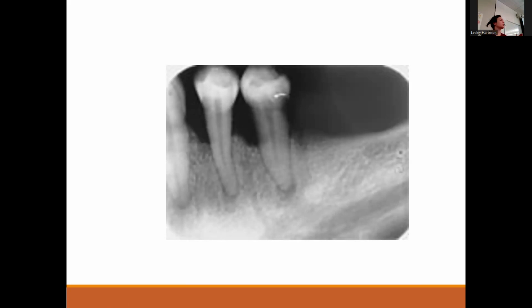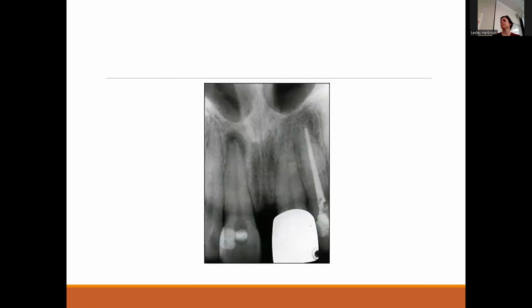Because you're catching something early. If you start to see widening of the PDL at the apex, there's something starting to go on. And maybe somebody else wouldn't notice it until 6 months later when it's really big. So that's why it's so important for us to scrutinize the x-rays, looking at the bone, looking at the PDL, looking at all the different areas. You're not diagnosing, but you're a second set of eyes for the doctor, and they do appreciate it.